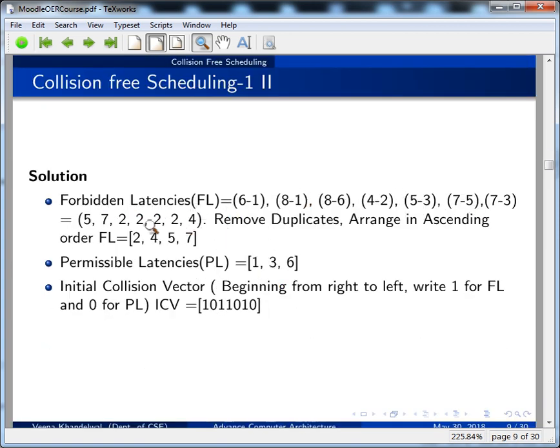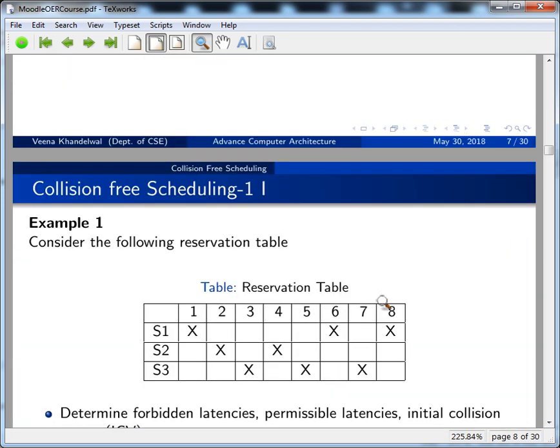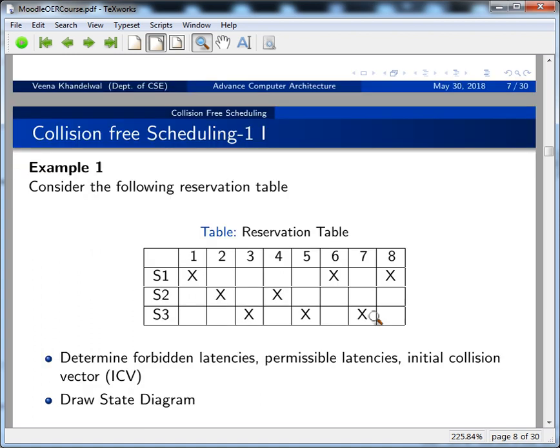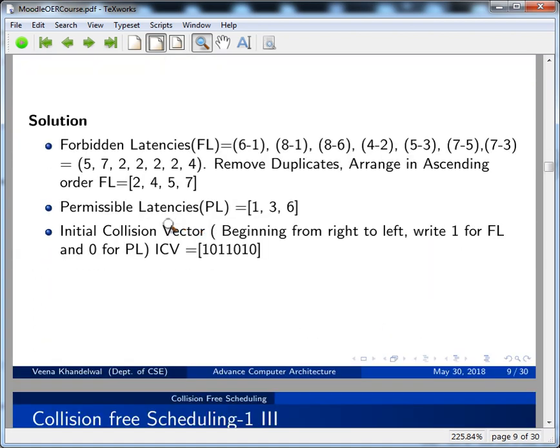Then we find that 2 is repeated several times. So we remove the duplicates and write the numbers in ascending order. So our forbidden latency becomes 2, 4, 5, and 7. Because there are 8 columns, the maximum permissible latency would be 7. So we find the difference between the number of columns and the forbidden latency, and the subset becomes the permissible latency.